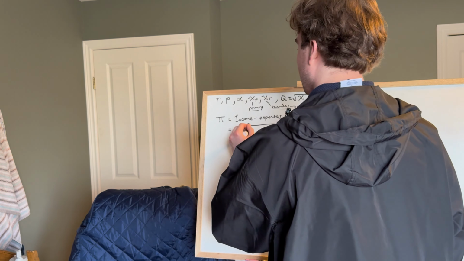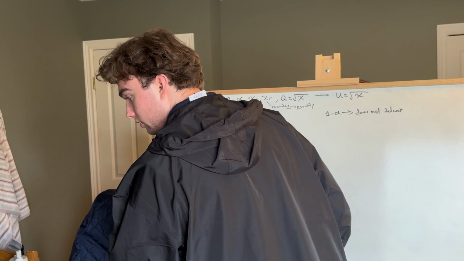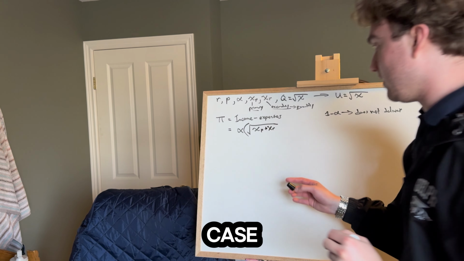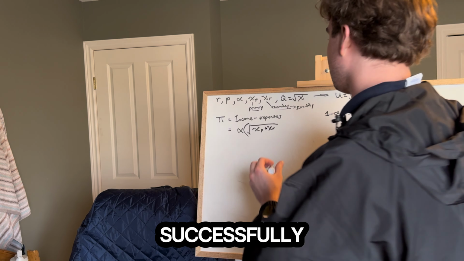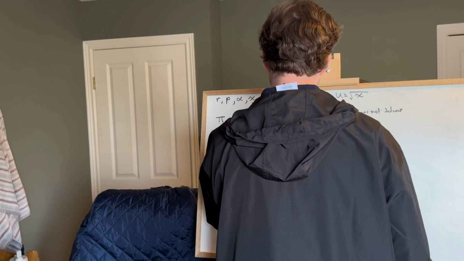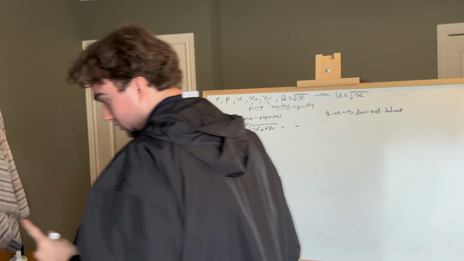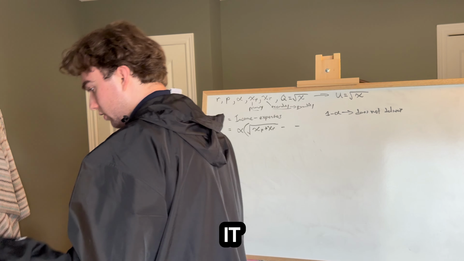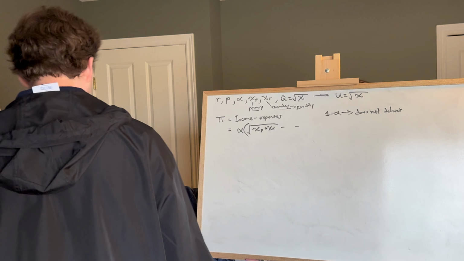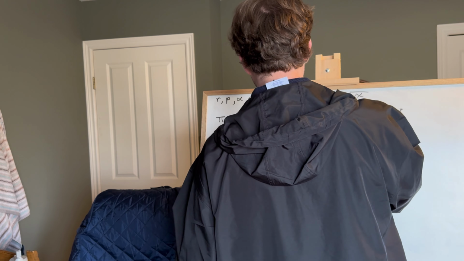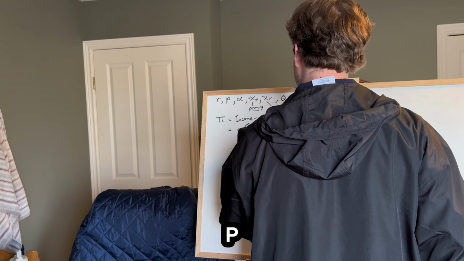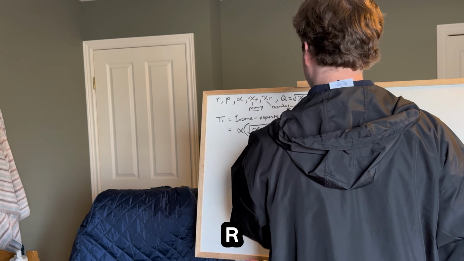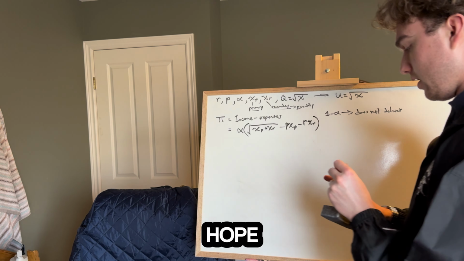Yeah, XP plus XR. Because in this case, both have successfully delivered, and then less price times the quantities. So in this case, it would be less PXP less RXR. Okay? So I hope that makes some sense.